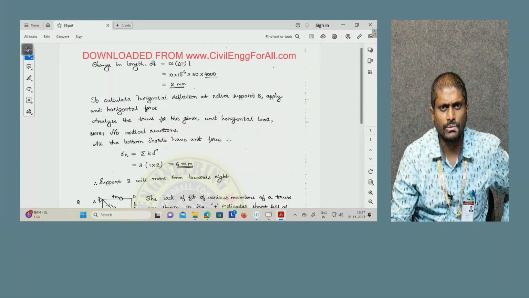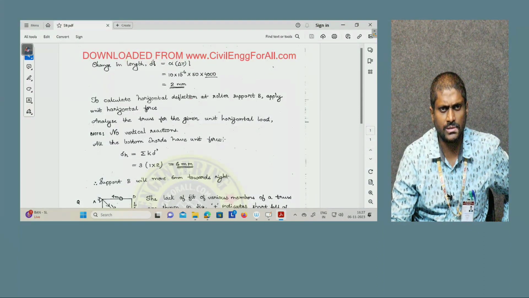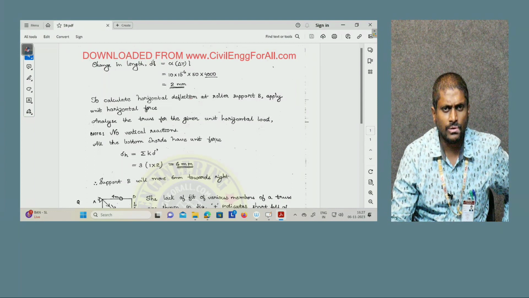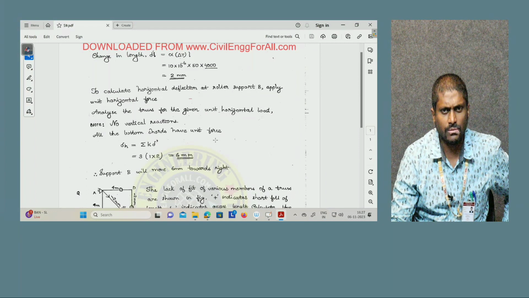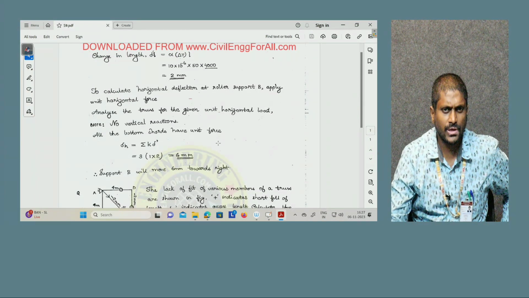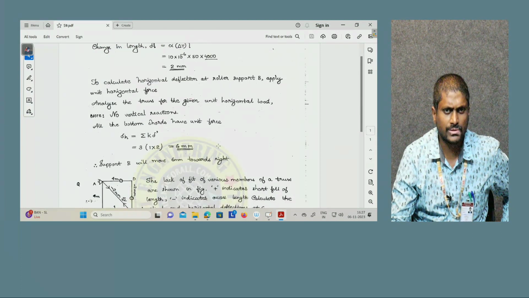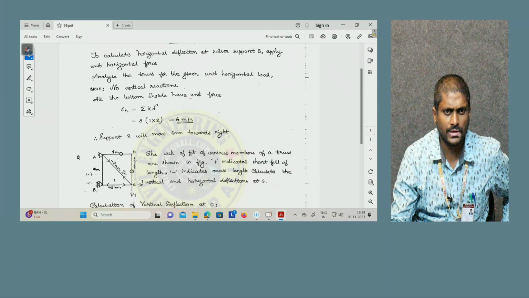that you are getting 2 mm. To calculate horizontal deflection at roller support B, apply unit horizontal force, analyze the truss for the given unit horizontal load. Note that no vertical reactions and all the bottom chords have unit force, that is delta H equals to summation of K into delta dash, that is 3 into 1 into 2, that is 6 mm. Support B will move 6 mm towards right.